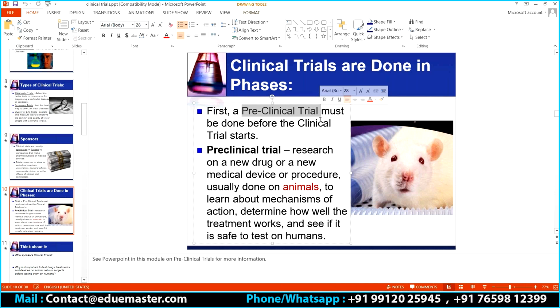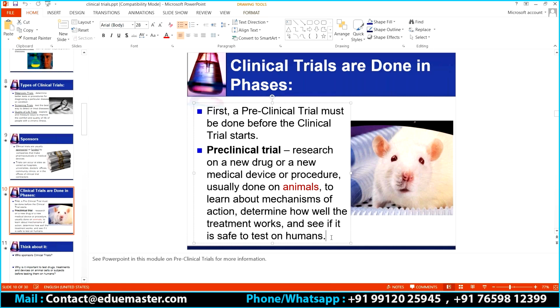before you do this particular trial or testing on human beings, you generally do it on animals. Remember this. All the preclinical trials, the first trial always happens on the animals. Why do so? Why do we need to do that? To understand the mechanisms of the action, to determine how well the treatment is working, and to see the main thing, is it safe to test on humans or not?